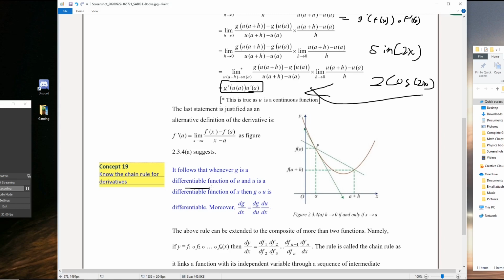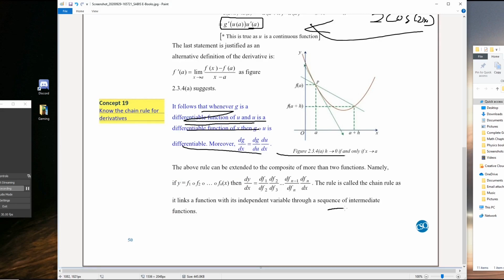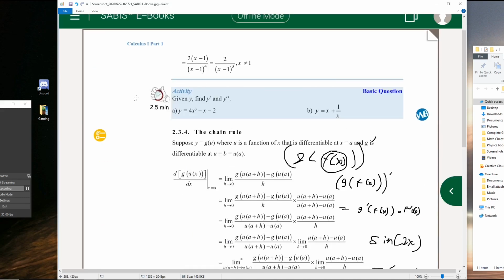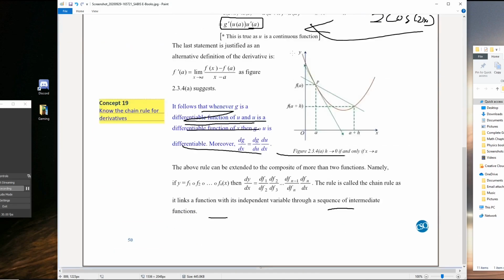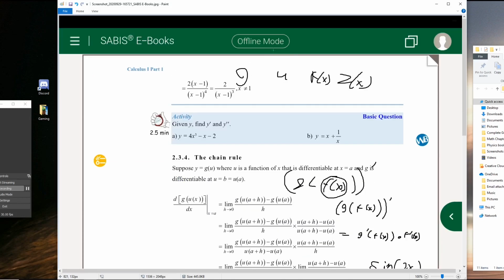This seems to be what they're talking about. It follows that whenever g is differentiable at a point. They happen to have another diagram for it, probably a continuation of the proof, and they're talking about intermediate functions. One thing to talk about that's really nice is how when you have, for example, g, u, f, x, z. Say that all those are functions.